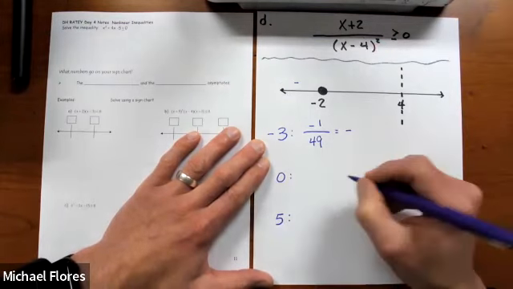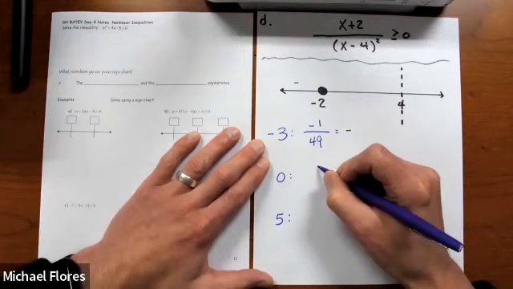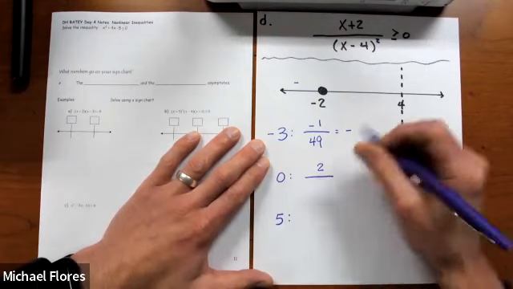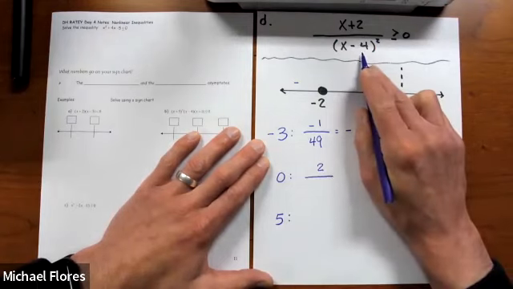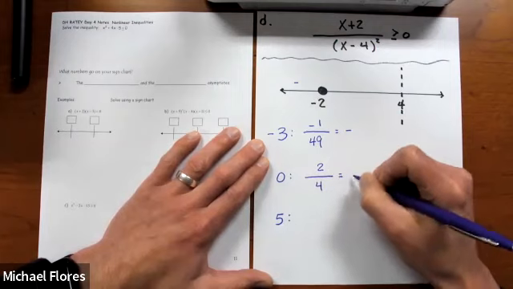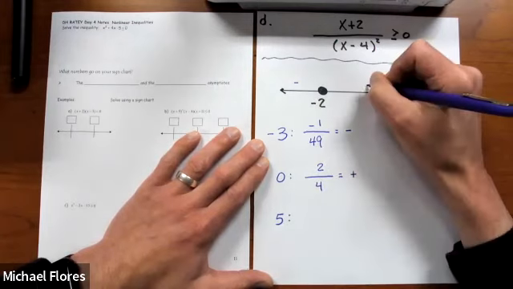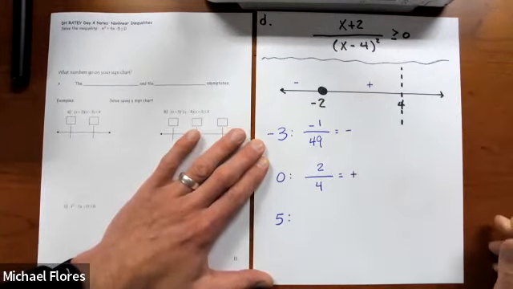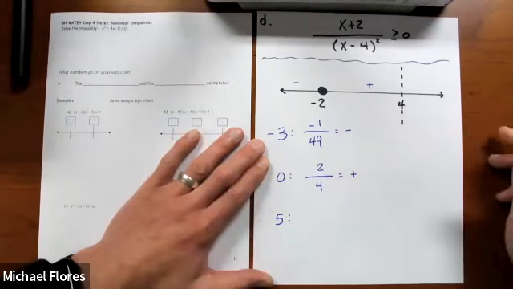Take 0, plug it in. 0 plus 2 is 2. 2 minus 4 is -2. And (-2) squared is +4. That is going to result in a positive number. Everything in between -2 and 4 will be positive.